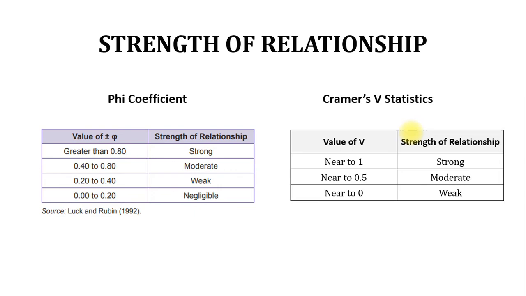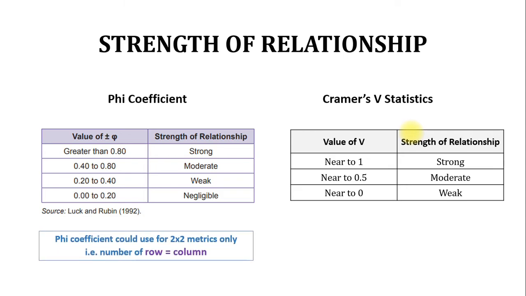If it is 0.20 to 0.4, we call it a weak relationship. And if it is around 0 to 0.20, we call it a negligible relationship. This is the table proposed by Rea and Parker, 1992. But the problem with the phi coefficient is that it can only be applied when you have a 2 by 2 matrix. This means that the rows and columns are equal.